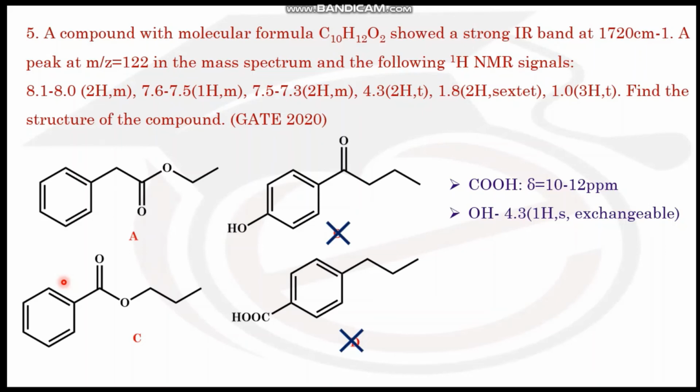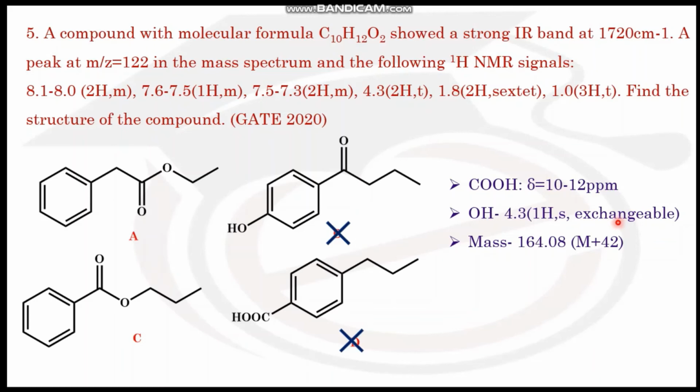Now we can consider the mass data. We did not do any video on mass data, but still you can do this problem. The molecular mass of A and C is 164.08, and the given peak is at m/z equal to 122. The difference between these two is nearly 42 or 43. That means a part or group is eliminated from this compound to give m/z equal to 122, and the eliminated part has a mass of 42.